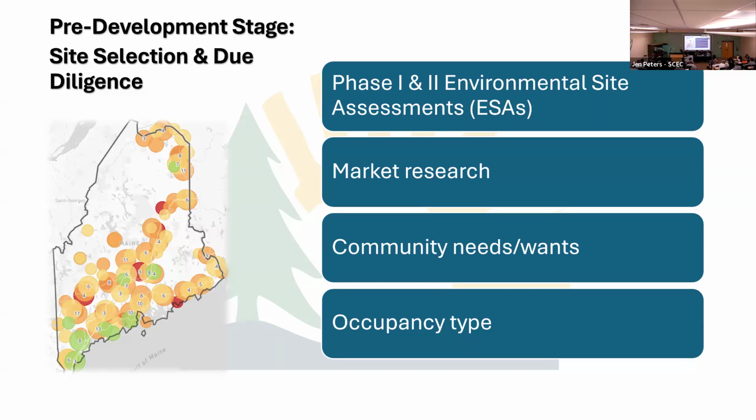And even if we thought we had a great idea for a housing project, we of course need to go do our market research. We need to go out. We need to understand what the market will bear, what are rents, what is the cost, how is this going to work? And I think that kind of actually blends nicely into the community needs and wants.